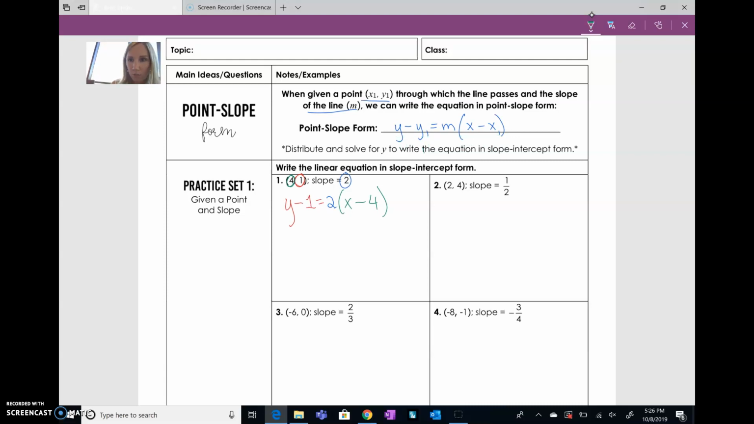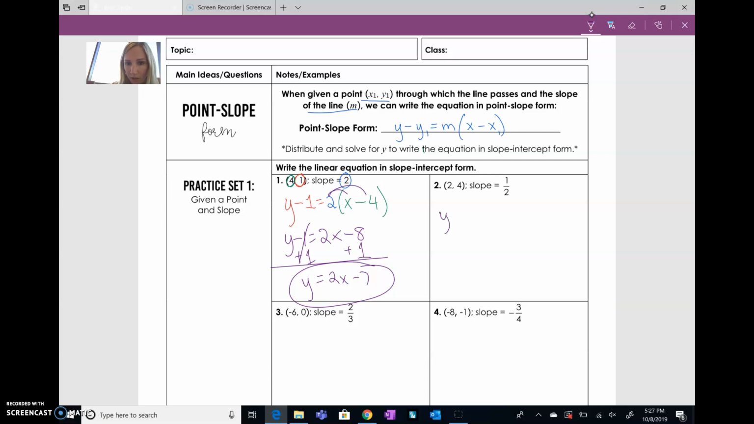You might have your teachers explain that a little bit more. But okay, point-slope form, beautiful. Now you use the distributive property. So I'm going to do y minus 1 equals 2 times x is 2x, 2 times negative 4 is negative 8. Then you add 1 and you add 1, and I get y equals 2x minus 7. Okay, then you can graph it.